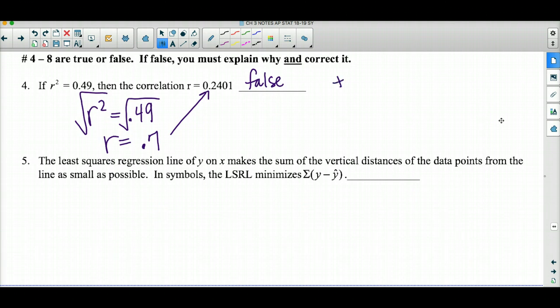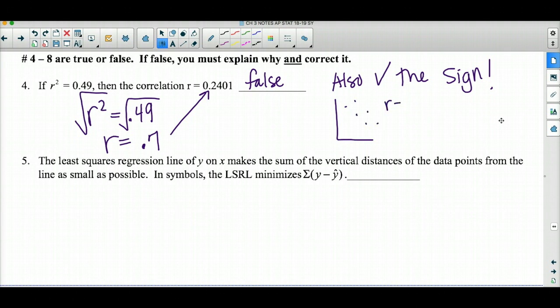Also, a big reminder, check the sign. If you have a negative scatter plot, R is negative. If you have a positive scatter plot, R is a positive value. Right? You got to check. You don't just square root. You square root and think about the sign.